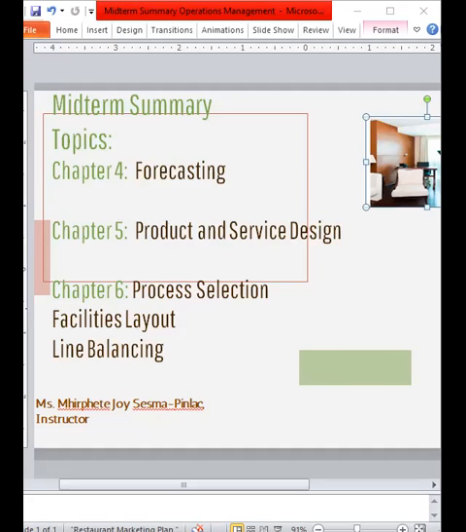Basic layouts are product layouts, process layouts, fixed position layout, and combination layouts.